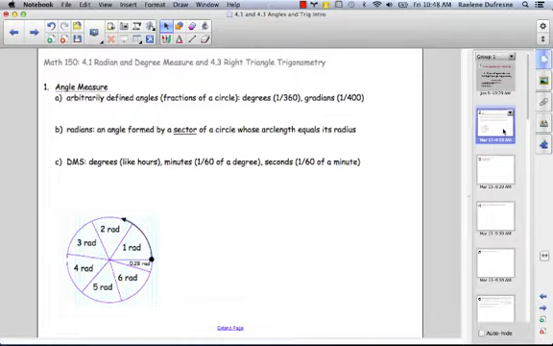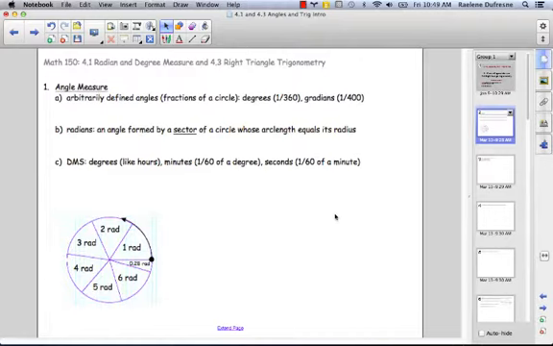First of all, when we talk about an angle measure, we can talk about angles measured in lots of different ways, arbitrarily defining angles as fractions of circles. So for instance, 1 degree is 1/360th of a circle, and another common angle measurement is a gradient, which is taking a circle, dividing it into 400 equal pieces or sectors, and then the central angle is 1 gradient or 1/400th of a circle.